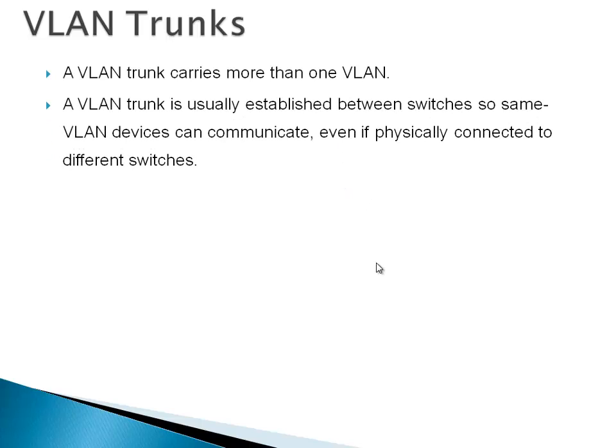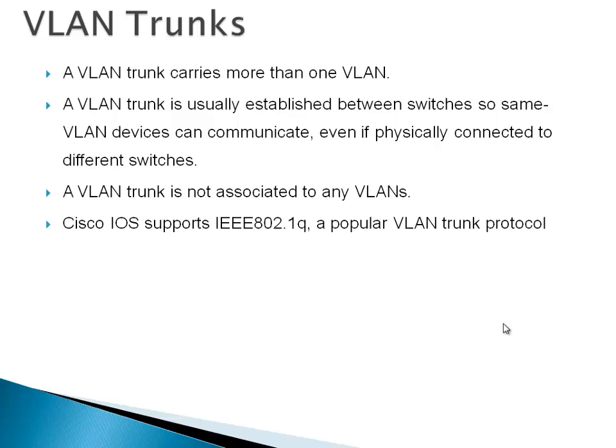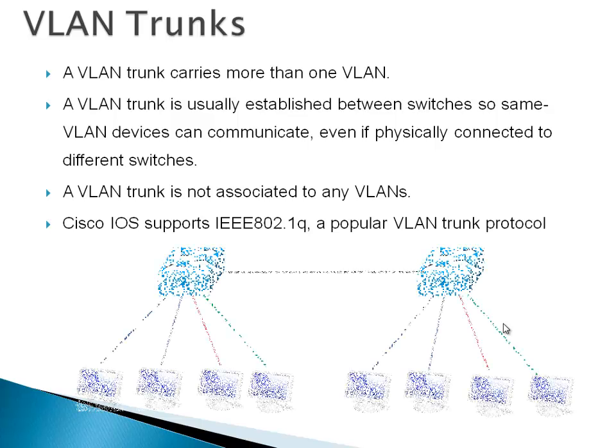A VLAN trunk is usually established between switches, so same-VLAN devices can communicate even when physically connected to different switches. A VLAN trunk is not associated to any VLAN, so it doesn't belong to one particular VLAN because it carries VLANs, as many VLANs as you allow. Cisco IOS supports IEEE 802.1q, which is a popular VLAN trunking protocol.